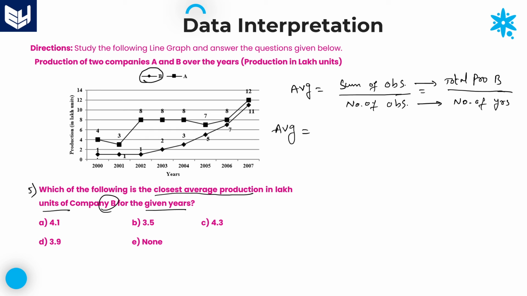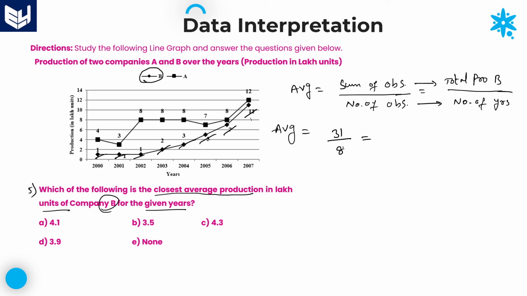Here company B: 1 plus 1 plus 1, 3. 3 plus 2, 5. 5 plus 3, 8. Next 8 plus 5, 13. 13 plus 7, 20. 20 plus 11, 31. The numerator is 31 and the denominator is 8. The number of years is 8. All the values are in terms of lakh units, so you will get the average in terms of lakh units.